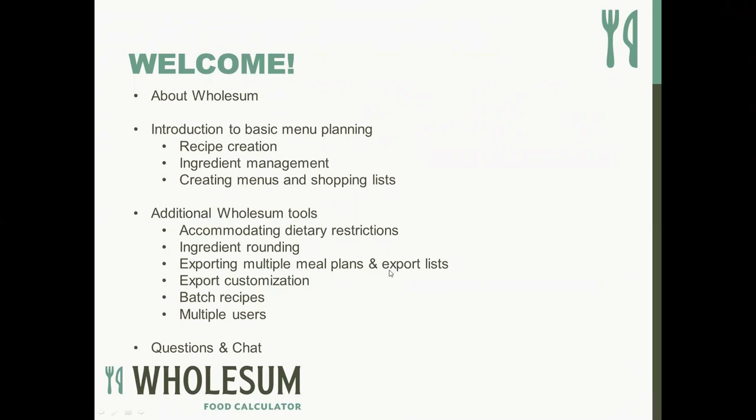That might lead us pretty naturally into some of the more advanced Wholesum tools, namely automatic accommodation of dietary restrictions. That is a big one. Rounding ingredients to make sure that we've got the right round numbers. There's some advanced exporting and manipulation we can do there that can really help with planning. And then some of the other more unique features like batch recipes and multiple users. I'll get into that in a little bit. So with that, let me jump into Wholesum and start sharing with you the introduction to basic menu planning.